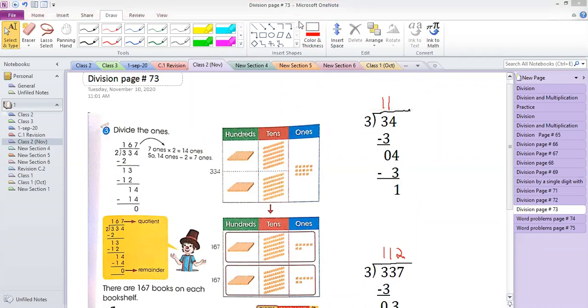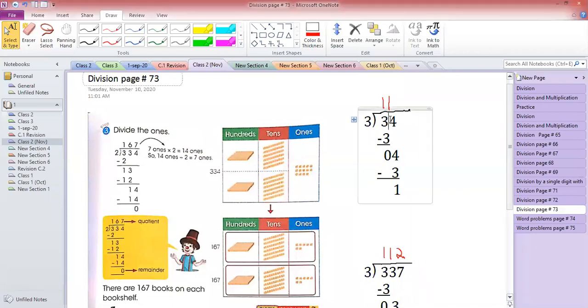I'll repeat for you guys how I have solved. This was 34 divided by 3. I write 34 and divide by 3, so I write 3 outside. Consider the first digit first. It is 3. Check the table of the divisor. 3 multiplied by what number will give you 3? That's 1. Write 1 here. Multiply this 3 by 1, that gives 3. Then subtract: 3 minus 3 equals 0. You're done with this 0. Now write this 4 down.